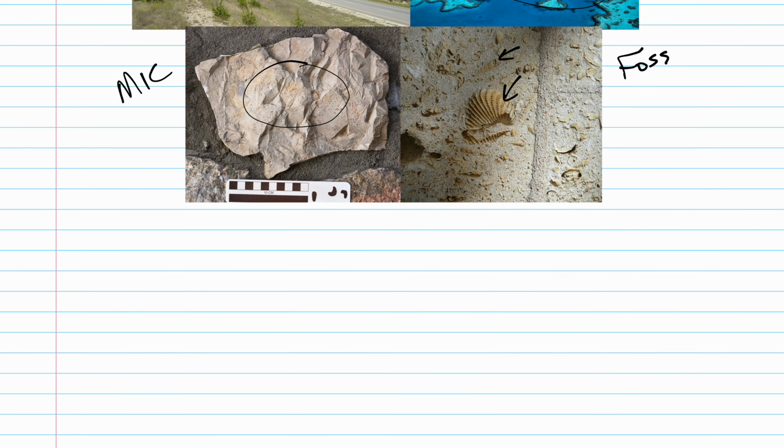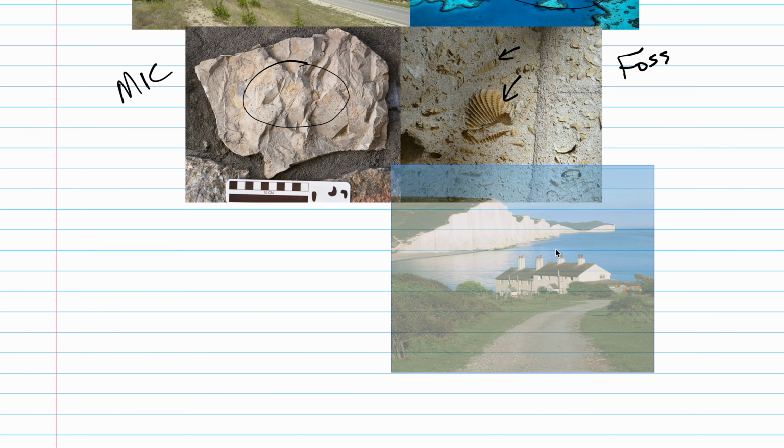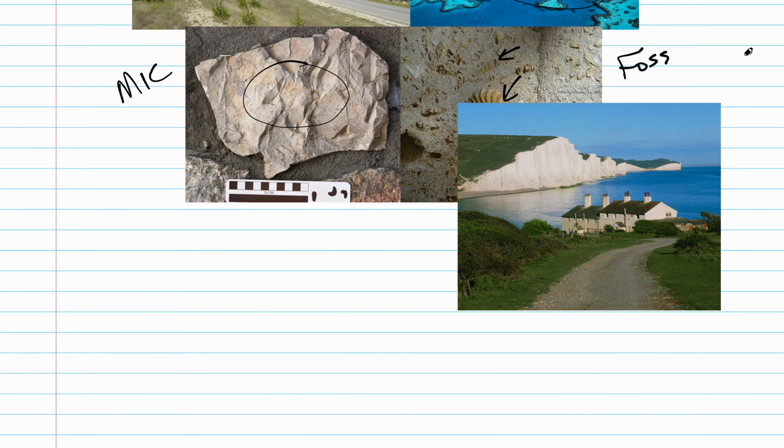And then finally, for the last picture of limestones, it is one of the White Cliffs of Dover. These white cliffs here are made of chalk, which is a type of limestone. Now, within this category of biochemical, there's another type of rock that has a different composition, and it is chert.